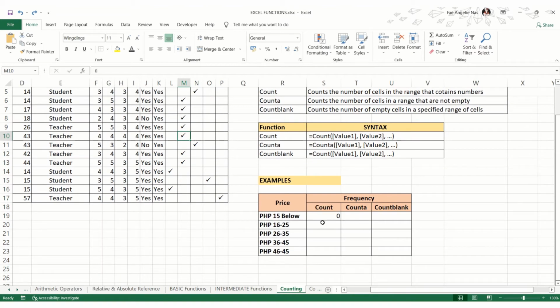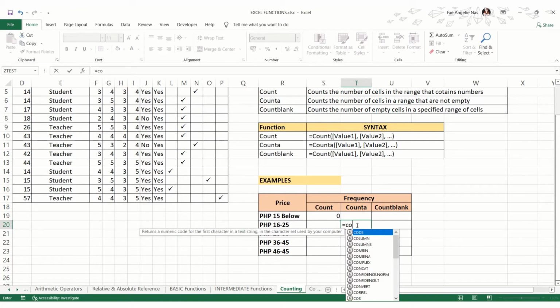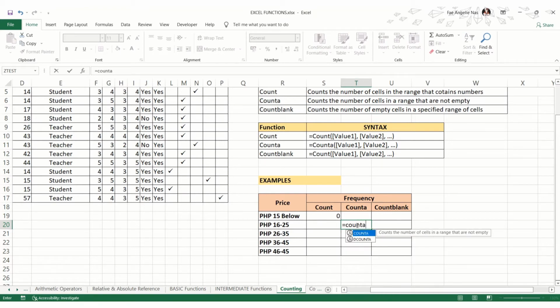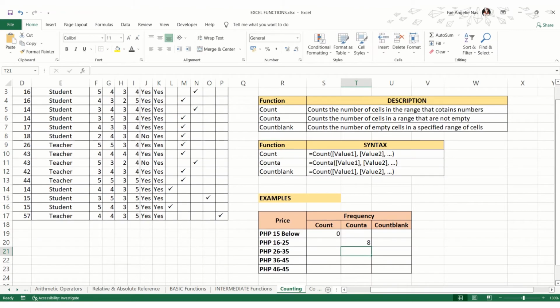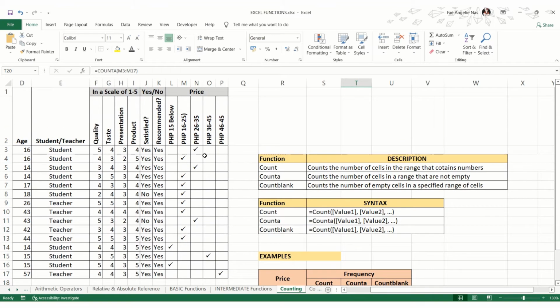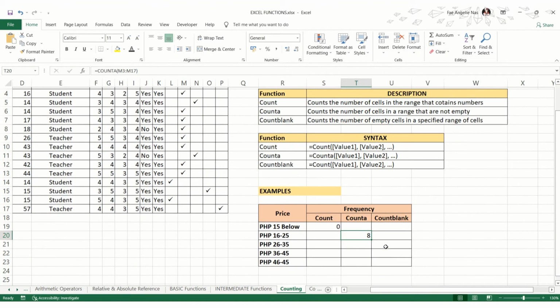So to do that, so here for example, in this section 16 to 25. So just type here equal sign and then write the function name, which is counta, and then open parentheses and the range of cells. So here we have here the range of cells M3 to M17, close parentheses, and enter. So we have here 8 respondents that agrees that your product can be sold at a price of 16 to 25 pesos.